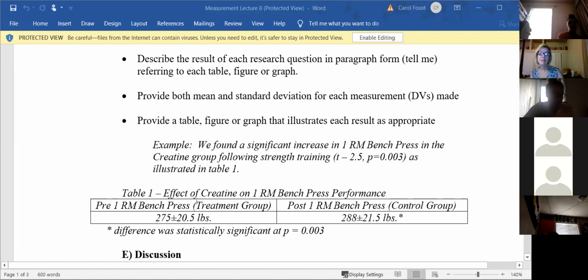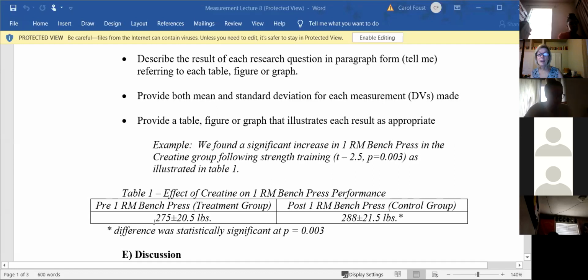So for instance, we found a significant increase in 1 rep max bench press in the creatine group following the strength training. So they did a t-test. Their t-value was 2.5. Their p-value was 0.0003. So that means that there was a statistically significant difference from pre to post.